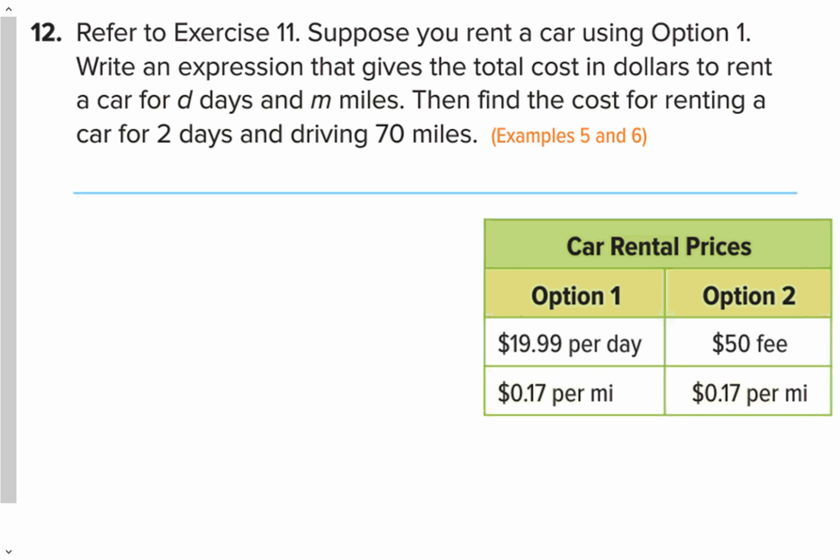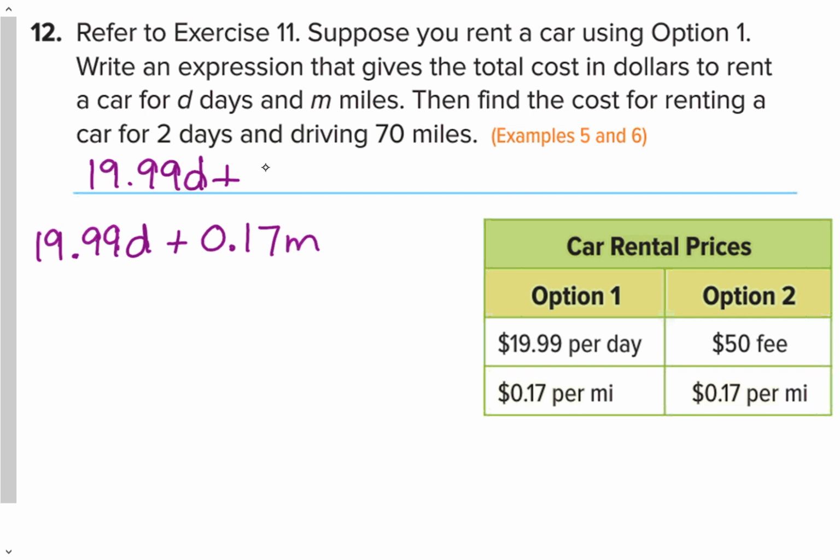Now, for number 12, they want you to use option 1 instead. So here you have 2 different costs. You have $19.99 per day, which means you're going to multiply it times the number of days, plus 17 cents per mile, so 17 cents times m. So that is your first part where you have your expression.